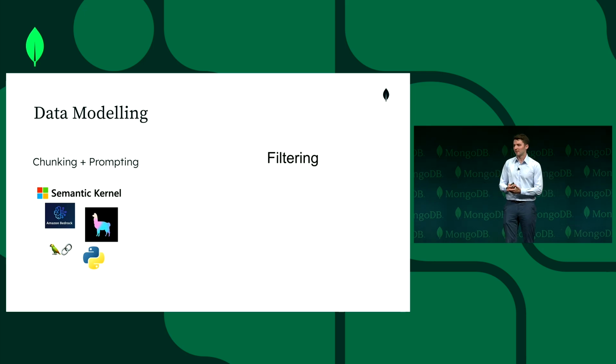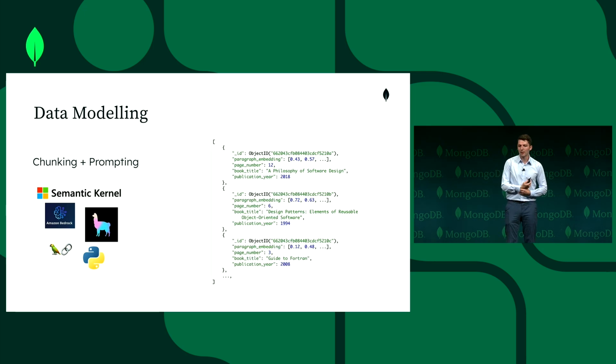Filtering. Filtering is important not just for MongoDB database queries, it's very important for vector search queries. Filtering fundamentally reduces the space of vectors that you would have to compare, which is a great way at improving performance and a great way at improving accuracy. So you might have documents modeled like this, where you have the book title, page number, and the publication year, and maybe you want to filter on the publication year and only consider books relevant to some modern software engineering technique that you have in your mind.